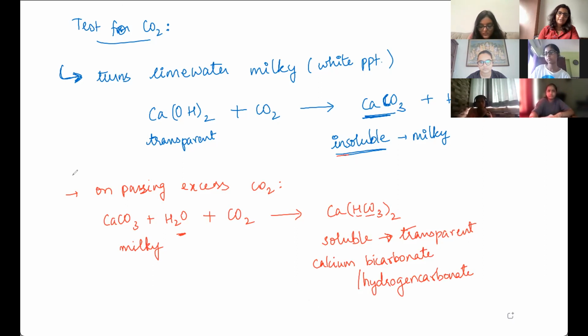Okay, so test for carbon dioxide, there's a two-step thing. Your immediate first reaction is lime water turning milky. But if you keep passing excess CO2, the milkiness becomes transparent again. Why? Because you have soluble calcium bicarbonate being formed there. Okay, so once you finish writing down, we'll go back to that video, watch that again.